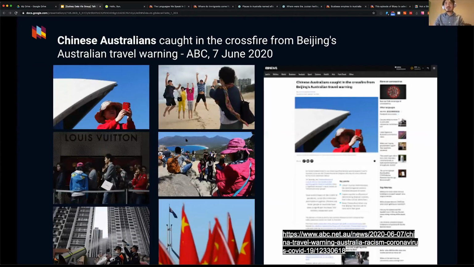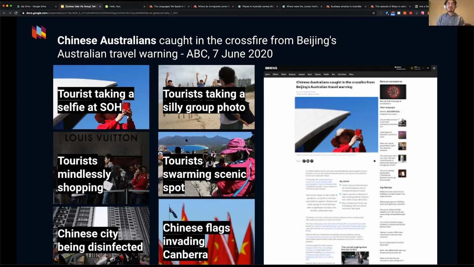I saw this article from the ABC, the most trusted news source in Australia, titled Chinese Australians caught in the crossfire from Beijing's Australian travel warning, blah, blah, blah. It's about Chinese Australians, locals who were either born here or migrated here, who are of Chinese ancestry but call Australia home. But what I find troubling is the media portrayal of Chinese Australians or Asian Australians, because the article title suggests that it is about the problems that people like me face in society, yet none of the photos portray people like me. The photos show tourists taking selfies, buying LV bags and swarming the very pristine tourist destinations. I find this very troubling.